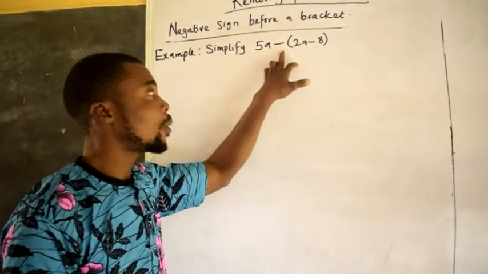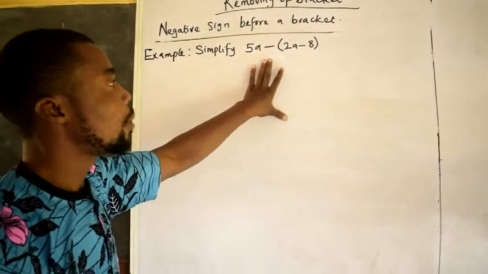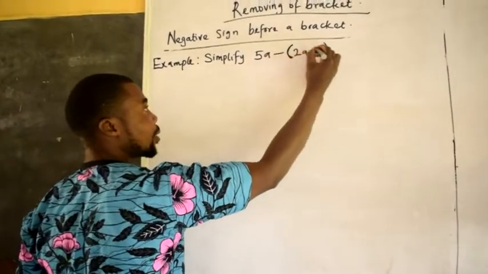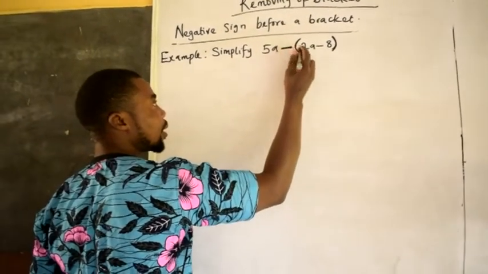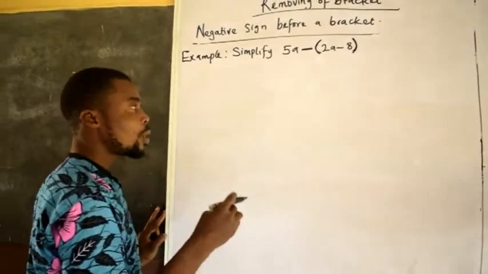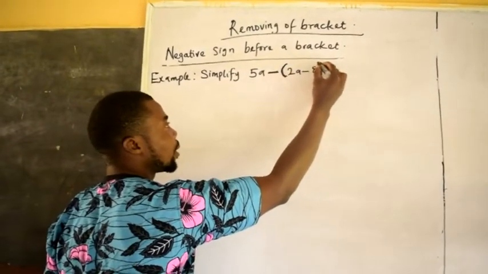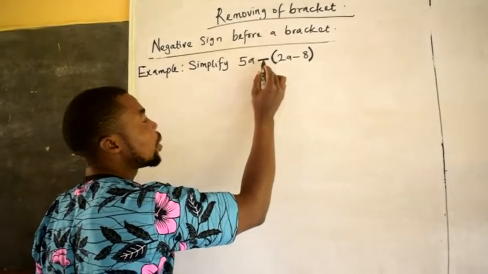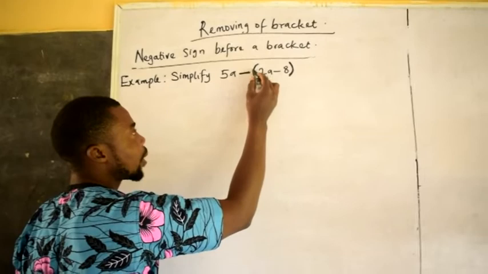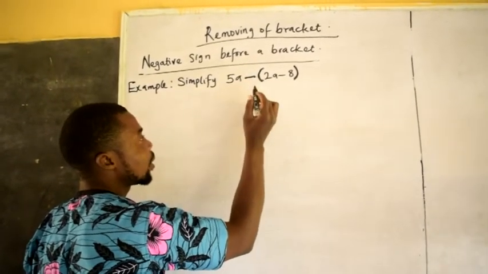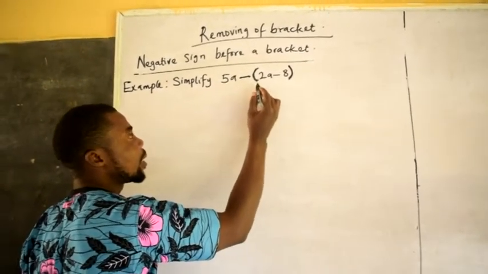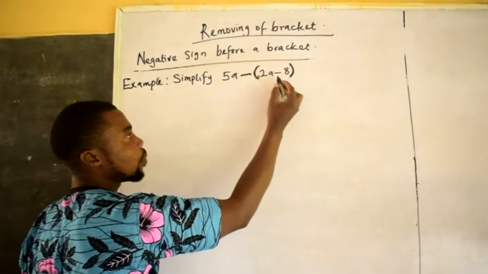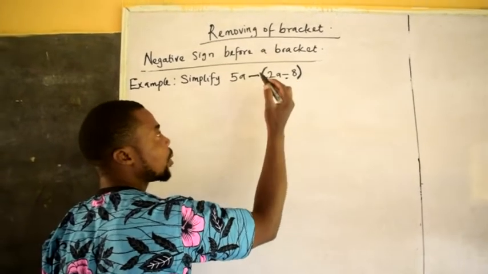Before the bracket, but now we want to look at negative before the bracket. Like you can see here, this is the bracket and this is the negative sign before the bracket. When this negative sign is in front of the bracket, it means that minus will multiply the sign that is here, the invisible plus, and it will multiply the minus here.